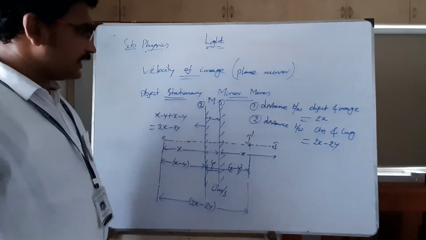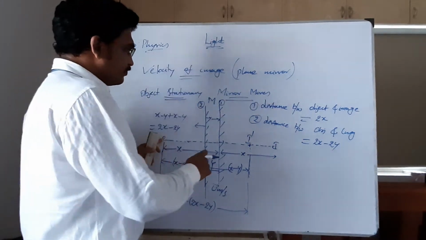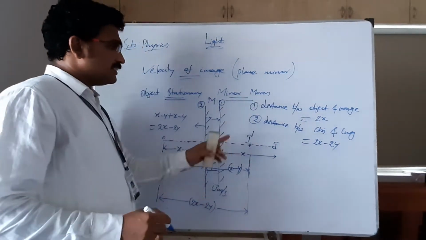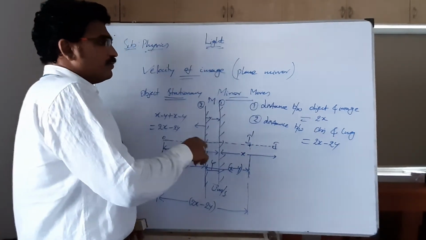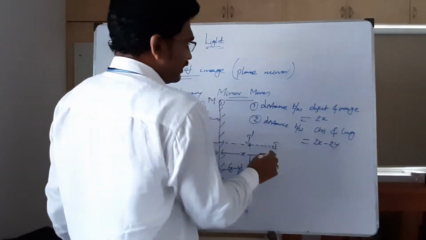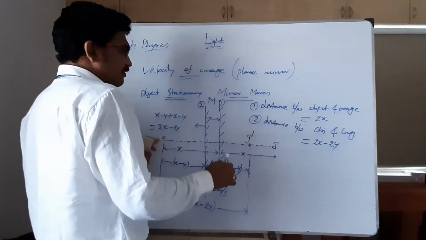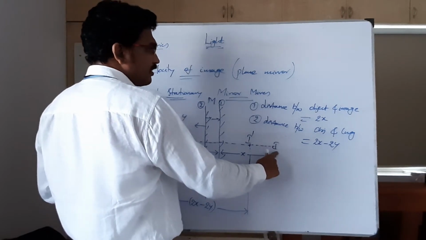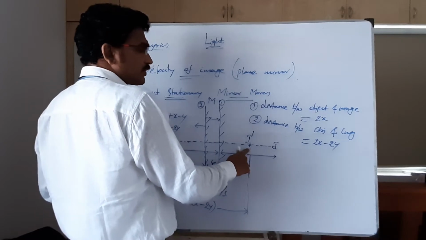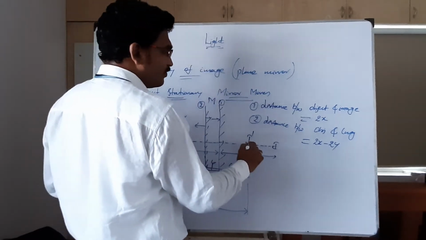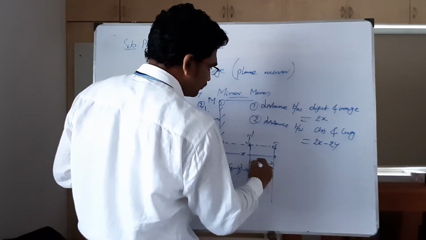Now what you should understand here is the object to image final distance. This is the image final position. Now I want to give the relation between these two. In the first position, what is the distance between object and image? 2x. Final position, 2x minus 2y. Then what is this distance? I want to calculate this distance. This is the question mark.